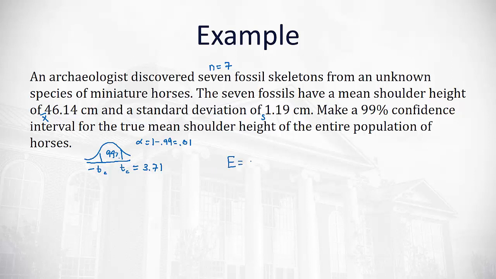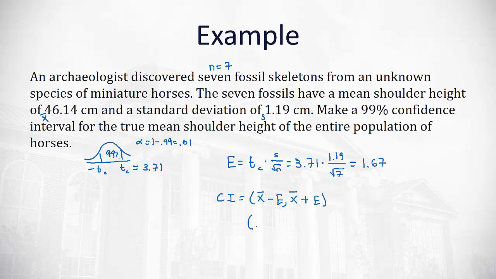Now we can find our error, which is that t-critical value times the standard deviation divided by the square root of the sample size. We just found out the t-critical value is 3.71 times the standard deviation of 1.19 divided by the square root of the sample size, which is 7. When we do that on our calculator, we'll get 1.67 for our error, and then we are ready to make our confidence interval. Our confidence interval is our mean minus the error and the mean plus the error.